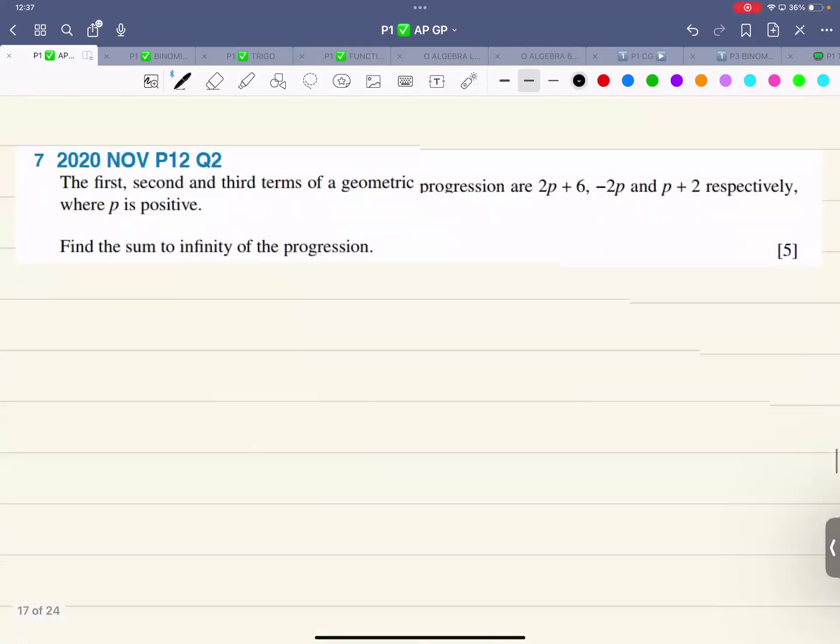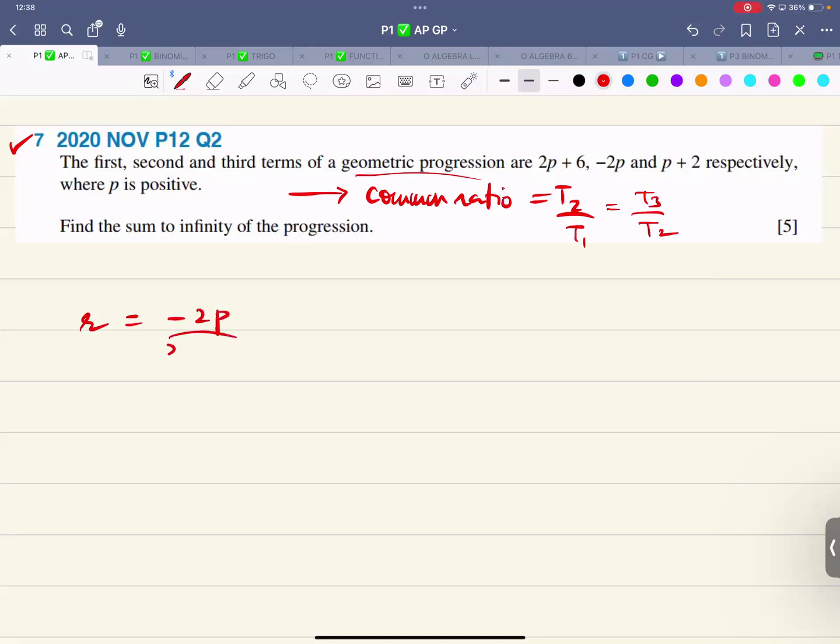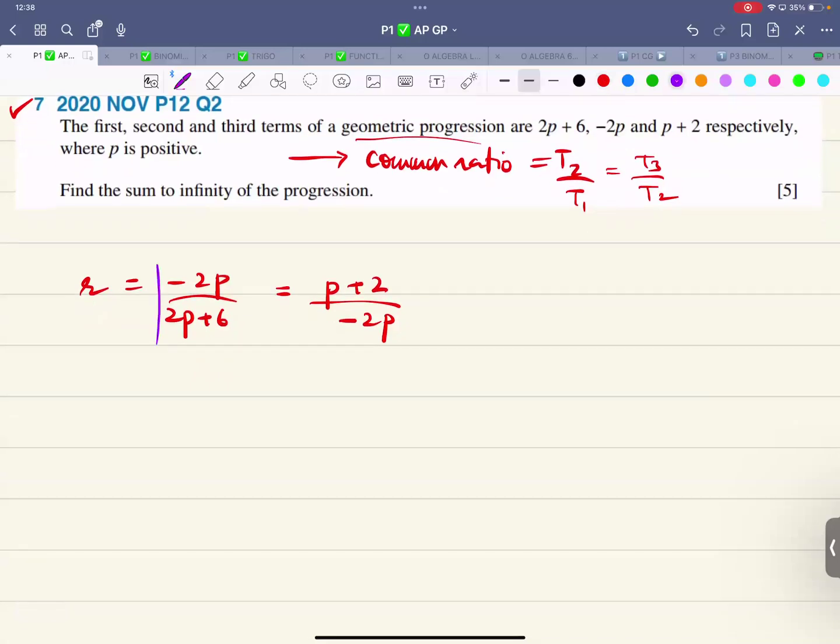Right? Now, let's look at this one. Let me go ahead and now solve all these questions as much as possible. The first, second, and third terms of a GP are such and such. So in a GP, common ratio is the same. Common ratio is T2 over T1, that is T3 over T2. So common ratio is negative 2P divided by 2P plus 6. Common ratio is also P plus 2 over negative 2P. P is positive. That means we will end up with a quadratic equation. We'll get more than one value.